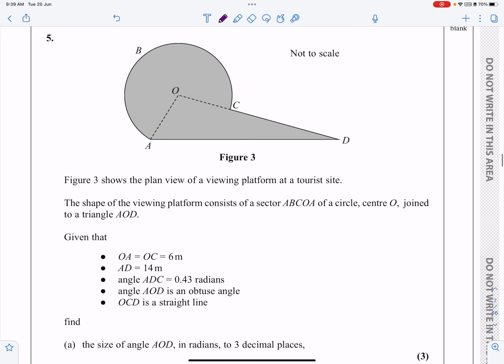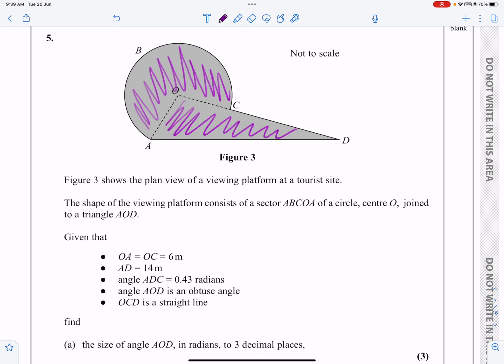These radians questions are often quite imaginative in the areas that they give us. It can be the plan of a garden or a logo. In this case, this is a viewing platform. But they are still made up of our traditional shapes. I've got a sector here and I've got a triangle in there.